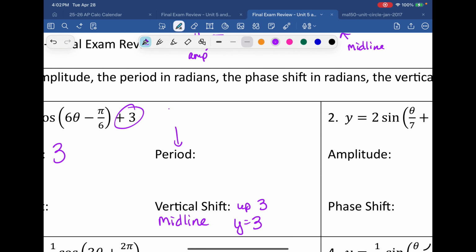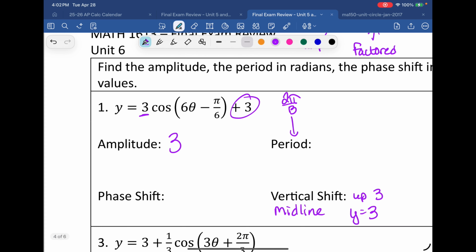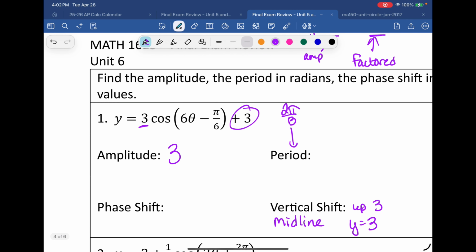Period. As long as the B is factored out. It cannot be inside your parentheses. Okay, unfortunately for us, this one's inside of parentheses. All right, so I'm going to put this down here, a little bit of space.